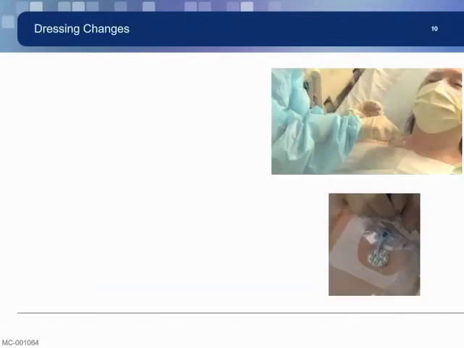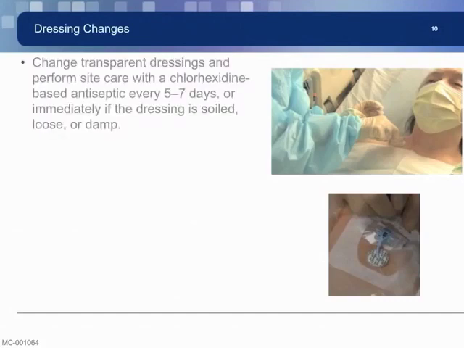Dressing changes are of key importance. The changing of a transparent dressing should be performed with a chlorhexidine-based antiseptic every 5 to 7 days or immediately if the dressing is soiled, loose, or damp. Your institution's protocol may have a different time interval between dressing changes. See your institutional protocol.